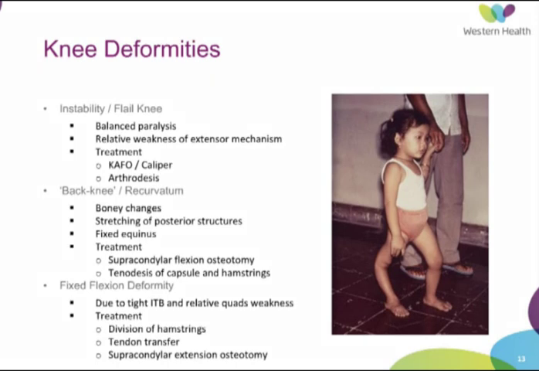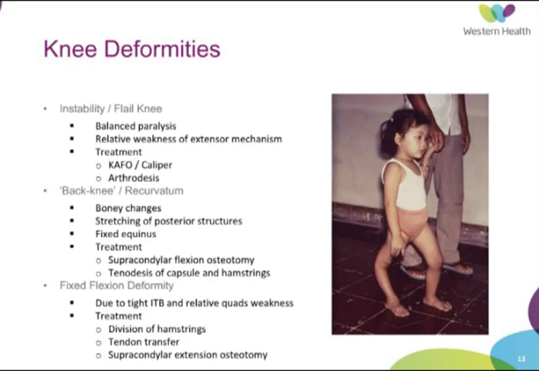One of the typical presentations is this back knee appearance that this young girl has. And so this is an adaptive posture following quads weakness, whereby hyperextending the knee allows that locking. Over time, this stretches out the posterior structures and develops a fixed equinus in the foot in order to get that plantigrade, or relative plantigrade. So the treatment for this quite often involves bony correction, and they describe a supracondylar flexion osteotomy, or tenodesis of the capsule or hamstrings.